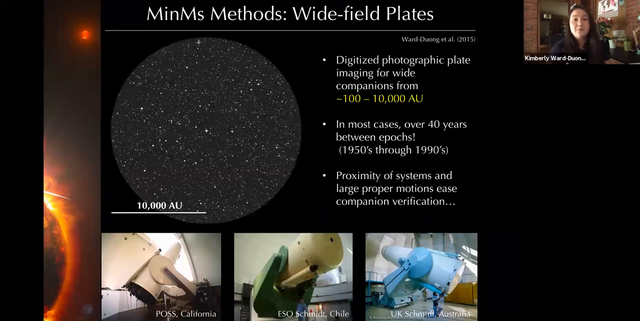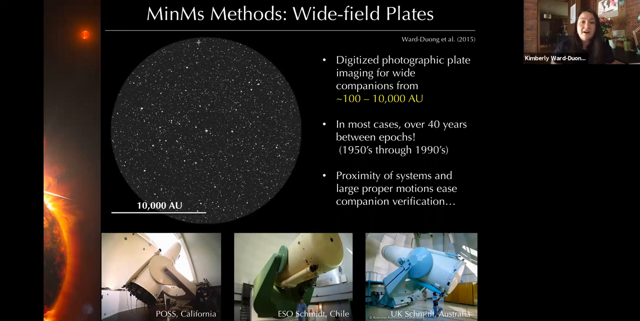These were complemented with wide field plates. I used digitized photographic plates that span over 40 years, between the first image in the 1950s all the way through the 1990s. And this allows us, for a given star, like the example seen in the center of this image, to search for a binary companion all the way up to 10,000 AU.